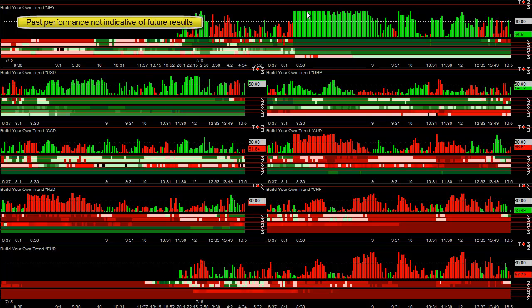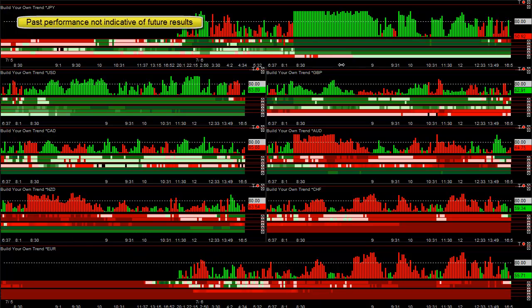The real-time trend shows up in histogram form on the top. Underneath that we have the 15-minute trend, hourly trend, daily, weekly, monthly. You can see clearly the yen was off the chart strong today. The weakest ones were the Swiss, the euro, and the New Zealand. The New Zealand, however, has a weekly and monthly trend that is quite strong.